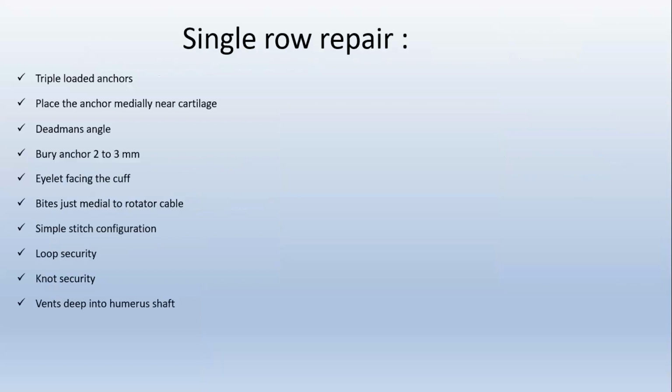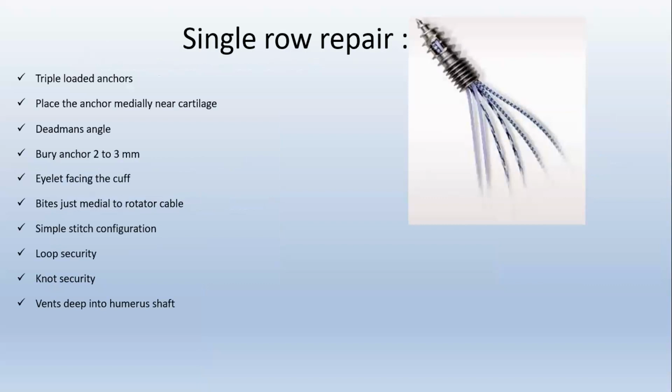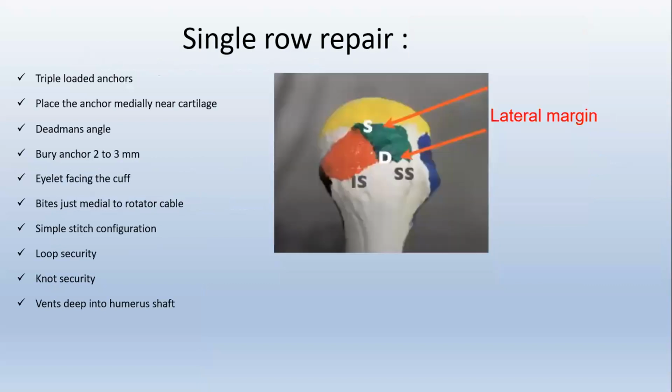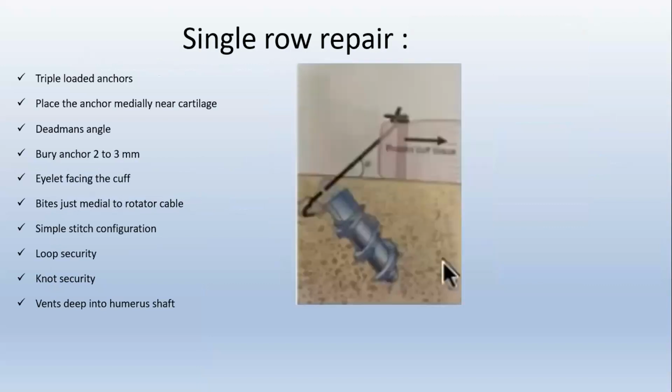So the steps in single row repair: first, a triple loaded anchor or double loaded anchor should be placed. Then we have to place the anchor as medially as possible, near the cartilage. Placement of the anchor should be at the dead man's angle, and we have to bury the anchor up to 2 millimeters beneath the cortex. The eyelet of the suture anchor should be facing the cuff, and the bite should be just medial to the rotator cable, where the integrity of the tendon is higher.